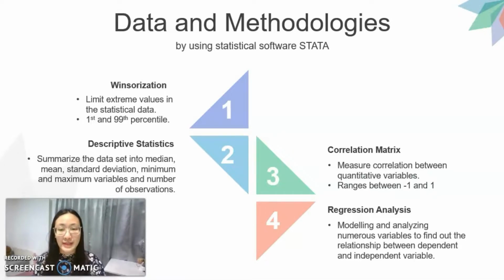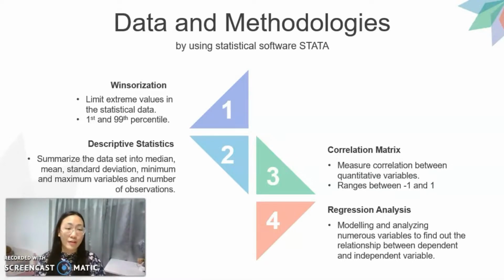First, we will run winsorization, where we limit the extreme values in the statistical data. Winsorization at the 1st and 99th percentile means that a value less than the 1st percentile will be replaced by the 1st percentile value, whereas a value greater than the 99th percentile will be replaced by the 99th percentile value. The second step is descriptive statistics. It is to summarize the data set into median, mean, standard deviation, maximum and minimum, and also the number of observations. The third one is the correlation matrix, where we will measure the correlation between quantitative variables.